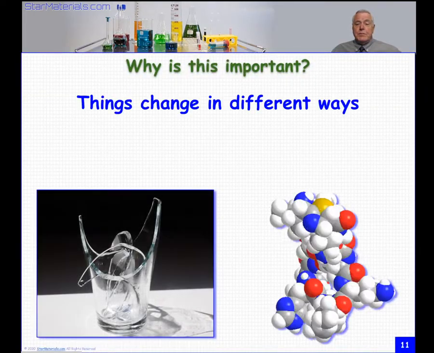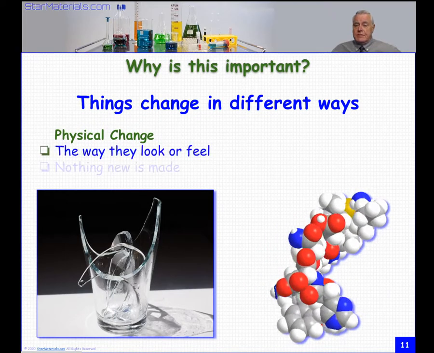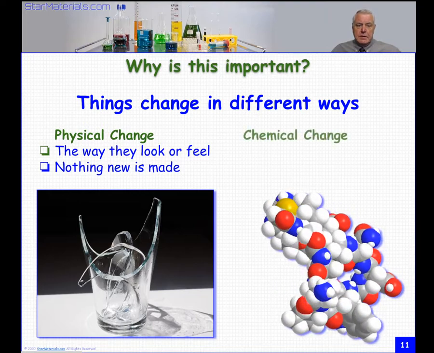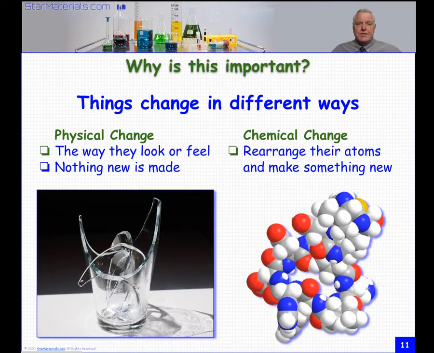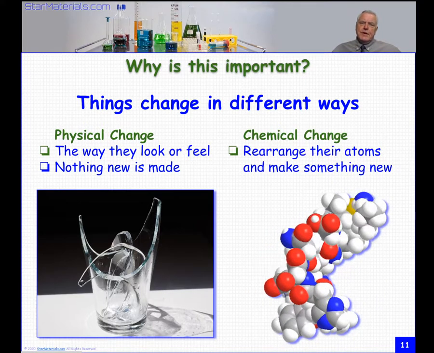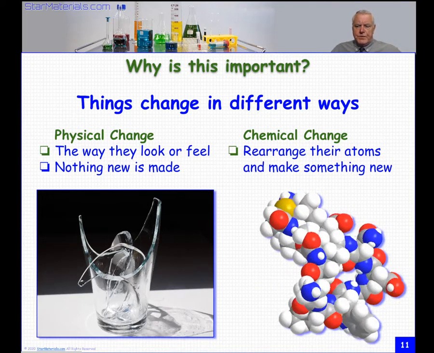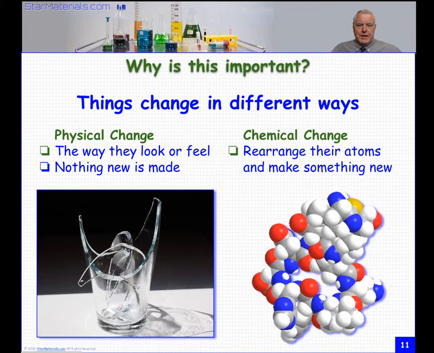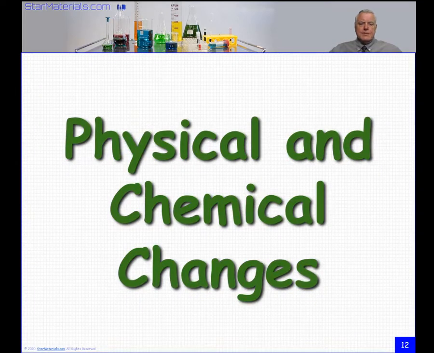So why is this important? Things change in different ways. Physical change, the way they look and feel, but nothing new is made. Chemical change, you rearrange their atoms, make something new. So it's important to understand what is a physical change and what is a chemical change so that you don't make any mistakes. And there's your lesson on physical and chemical changes.